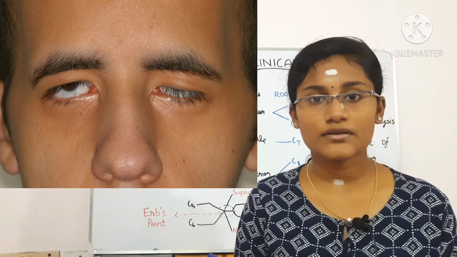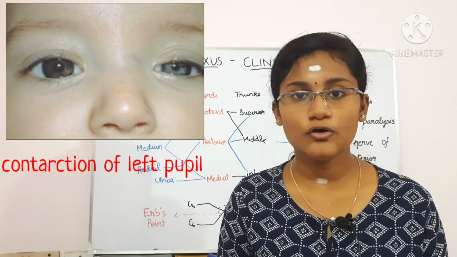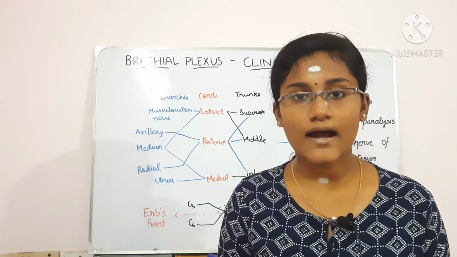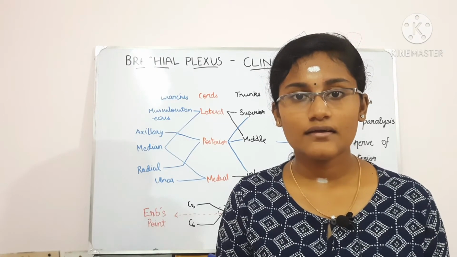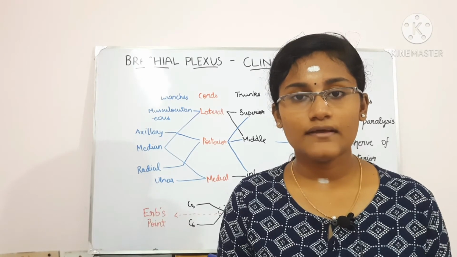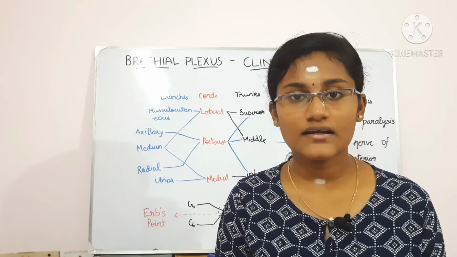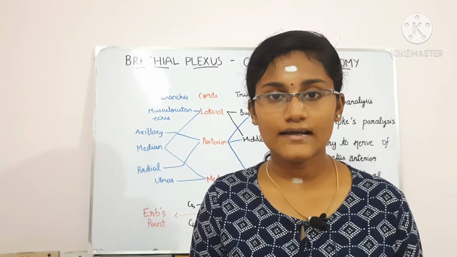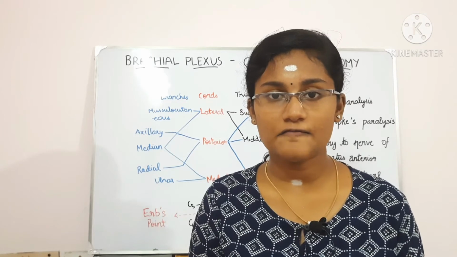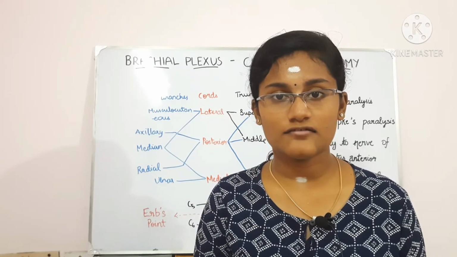It leads to miosis, which means the excessive contraction of the pupil of the eye, and it leads to anhidrosis, which means the absence of sweating. It also leads to enophthalmos, that means the posterior displacement of the eye, and it leads to the loss of the ciliospinal reflex. So these are all because the sympathetic fibers get damaged.